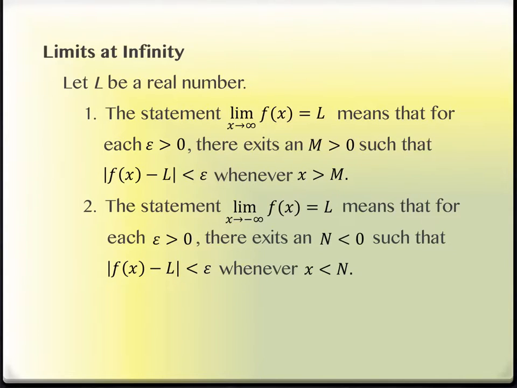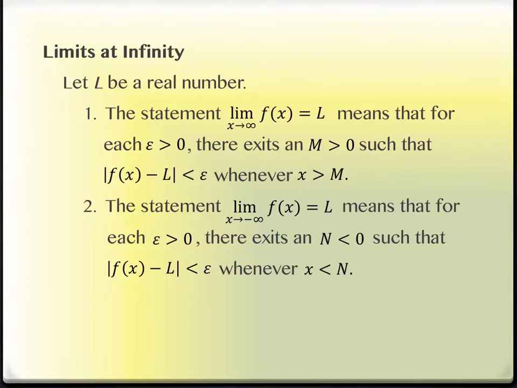Limits at infinity: let L be a real number. The statement, the limit as x approaches infinity of f of x equals L, means that for each epsilon greater than 0, there exists an M such that |f(x) - L| is less than epsilon whenever x is greater than M. And we have a similar statement on the second line, talking about what happens when we are on the negative side of the axis, basically.